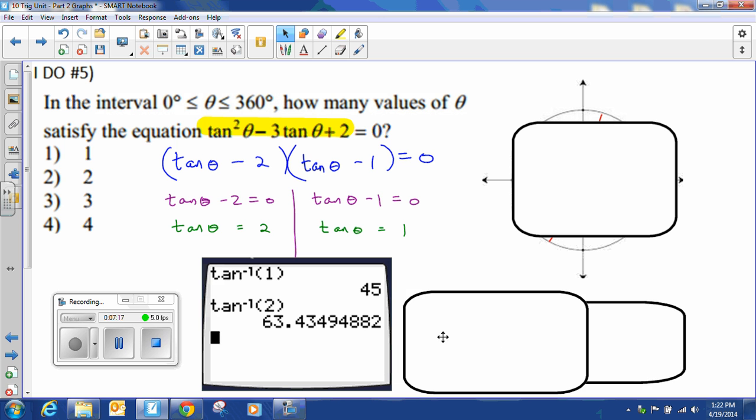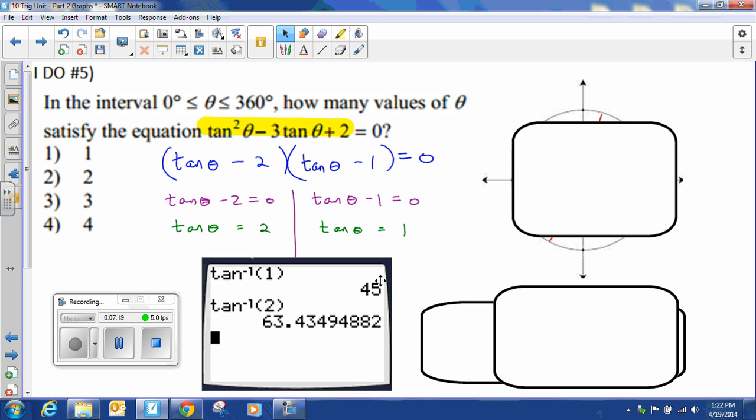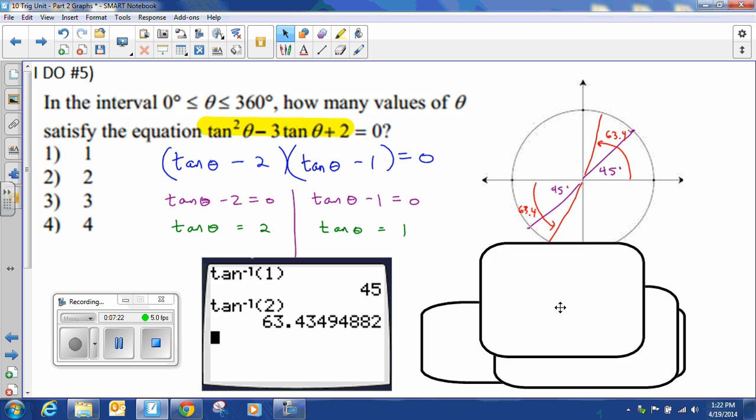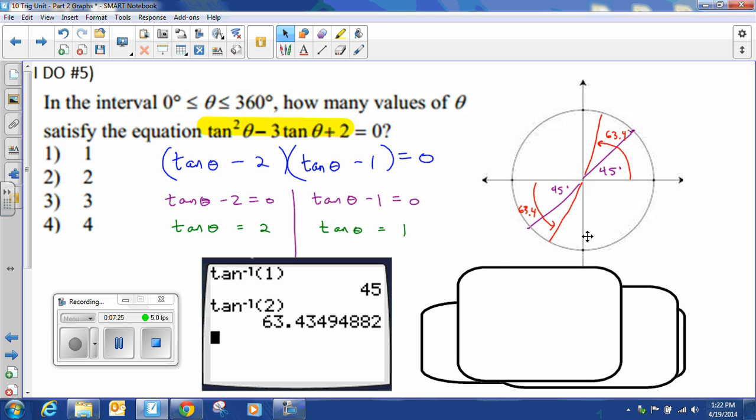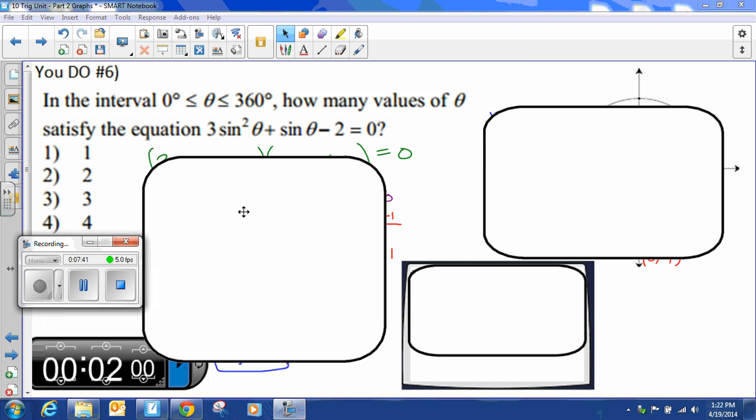Use inverse tan. We find that one of the answers is 45 degrees. The other one is 63 degrees. Looks like this. Also recognize that we have the answers in quadrant 3 because tangent is positive in quadrant 1 and quadrant 3. So how many values are there? There are 4. Number 6, in the interval 0 to 360 degrees, how many values of theta satisfy the equation 3 sine squared theta plus sine theta minus 2 equals 0?